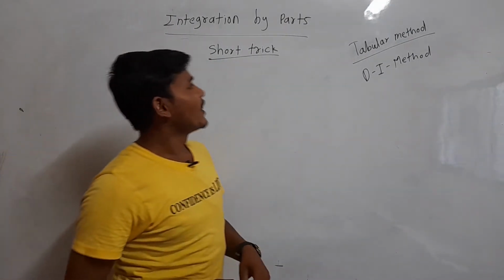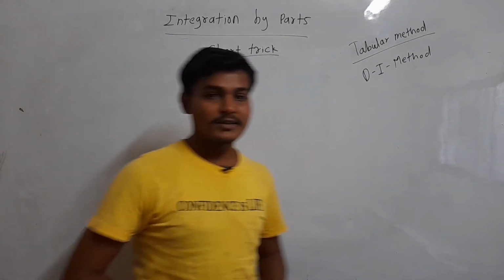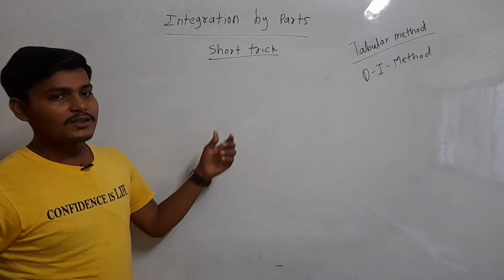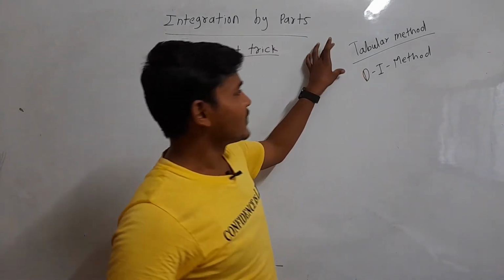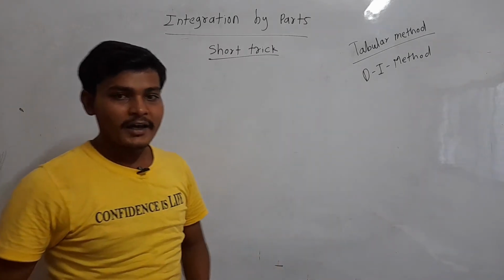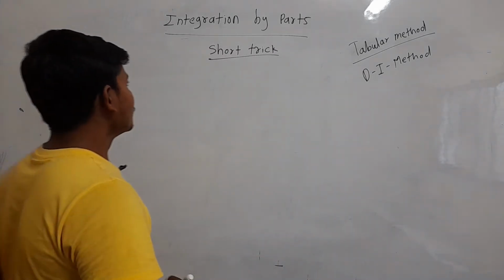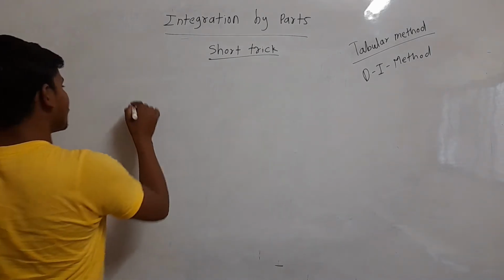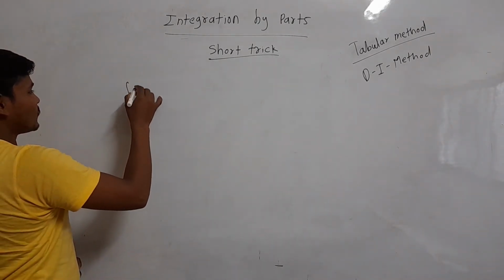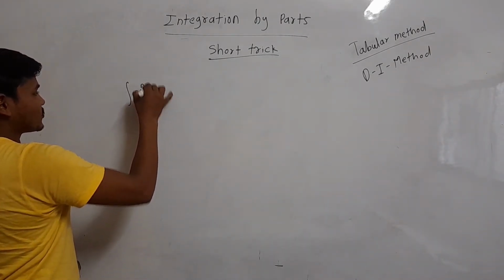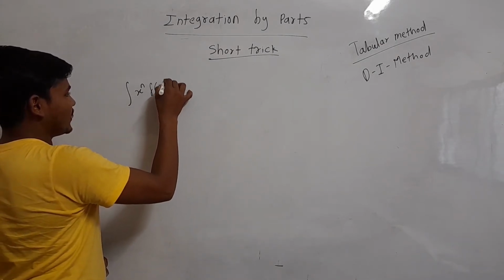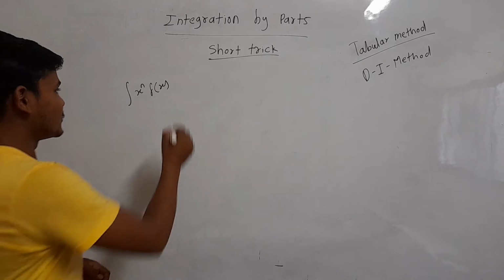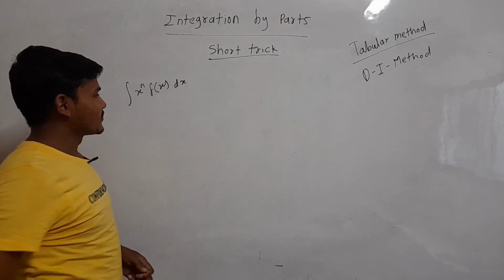In this video, we have to see integration by parts with a short trick. This short trick we can call the tabular method or DI method. This is your general form: x raised to n, the polynomial function, and f of x, another function, into dx.